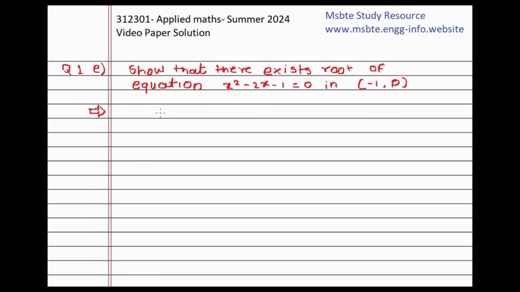तो इसके लिए क्या करते हैं, पहले फंक्शन लिखते हैं. फंक्शन ऑफ x is equal to x square minus 2x minus 1 और इन दोनों वैल्यूज को उसमें सब्सटीट्यूट करके चेक करते हैं उनका साइंस क्या आते हैं. तो पहले डालते हैं -1, replace x by -1, so -1 square -2 into -1 -1.